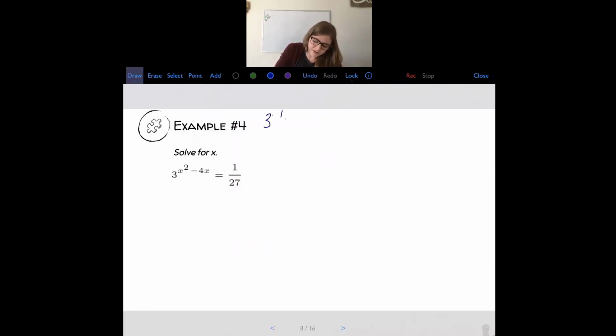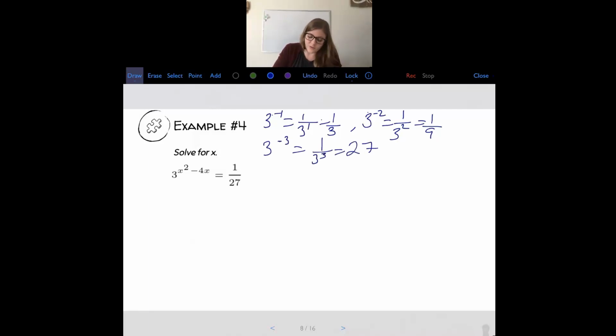3 to the negative first is 1 over 3 to the first, which is 1/3. 3 to the negative second is 1 over 3 squared, which is 1 over 9. 3 to the negative third is 1 over 3 cubed, which is 1 over 27. So 1 over 27 is 3 to the negative third power, and it's okay to have negatives in our powers. Okay, so we have 3 to the x squared minus 4x is equal to 3 to the negative third.